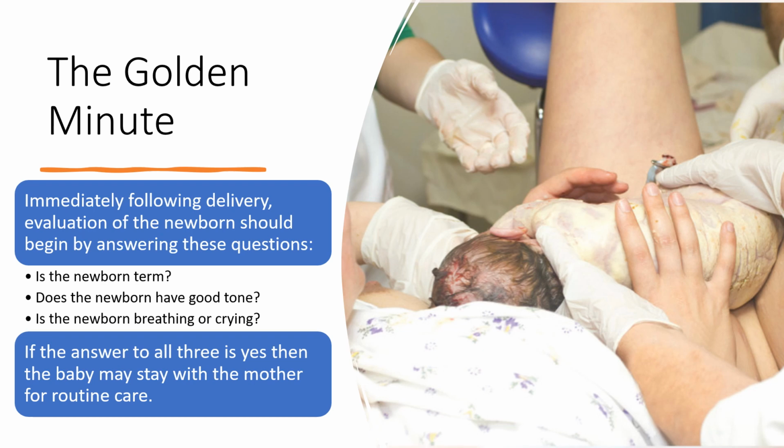Yelling or crying isn't necessarily tone, but that ability to move their arms, legs, and all that is what we're looking for. Tone, and then breathing and crying for the airway. If the answer is yes, term, yes, baby has good tone, and yes, breathing or crying, particularly crying, we're going to go ahead and hand the baby off to the mother. We'll dry her off, and we're going to place the baby on the mother's chest.